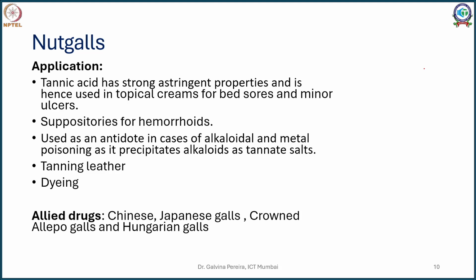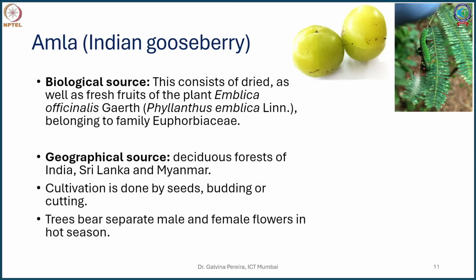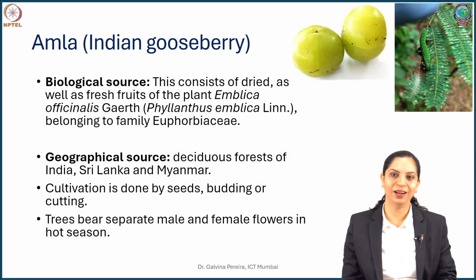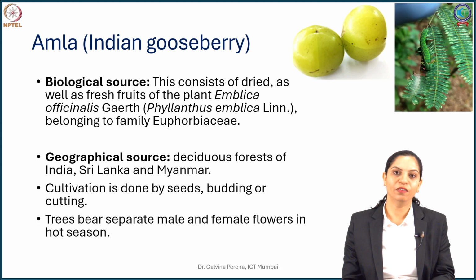So we move on to the next drug. The next drug is the Indian gooseberry, or referred to as amla. So this is a common plant occurring in India. It consists of a fruit. It can be used fresh, or you can even use the dried fruit as mukhwas in India, which is coated with or laced with sugar.